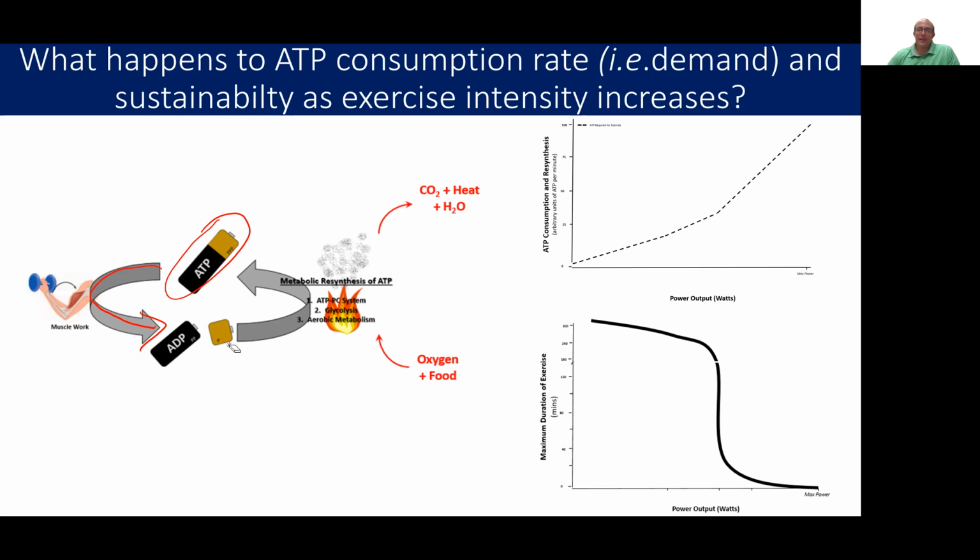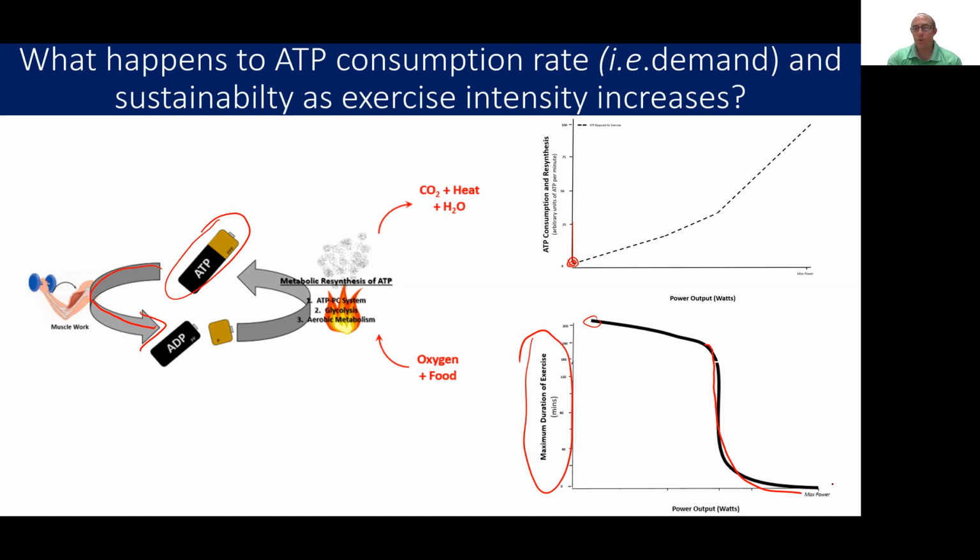Now, there's a really interesting relationship between the power that you're exercising at, how much ATP you're using, and how long you can sustain it. If you're at a low intensity, you're using only a little bit of ATP per minute. You're not doing a lot of muscle contractions, and that results in very high sustainability. This axis over here tells us how long you can hold something. As you get to higher intensities of exercise, the sustainability drops, and around the same time, how much ATP you require bumps up.